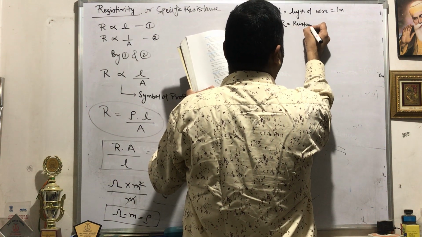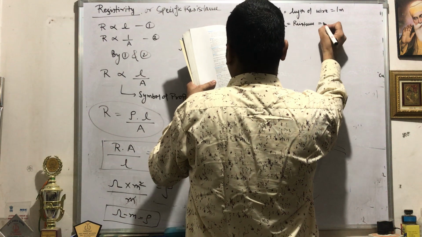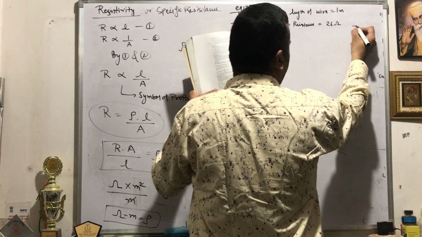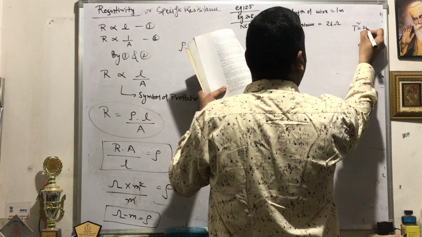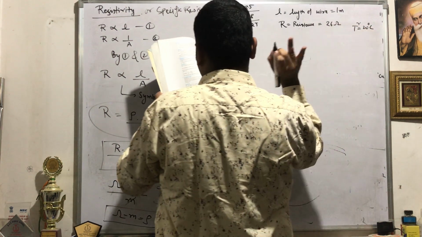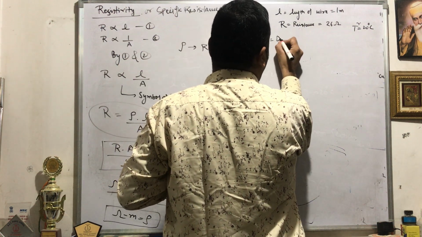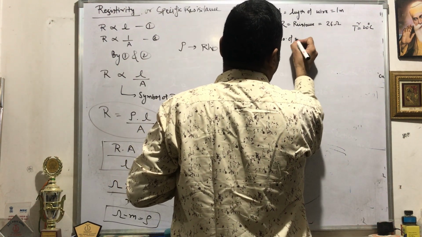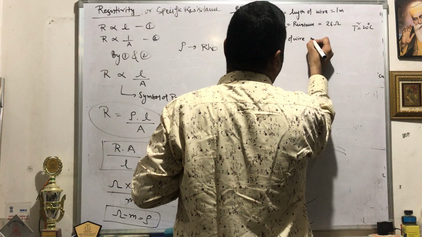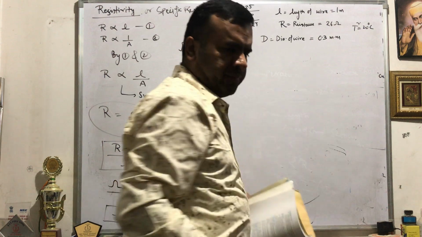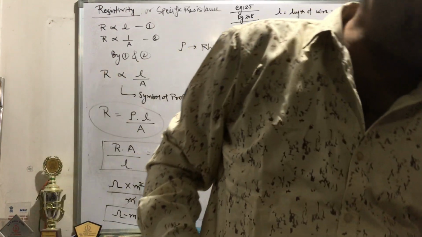This is a very important question. Resistance value is given to you, 26 ohm. Temperature is of no use in this numerical. Please see the diameter of the wire. Diameter of wire is given to us as 0.3 millimeter. We have to convert this into meter.